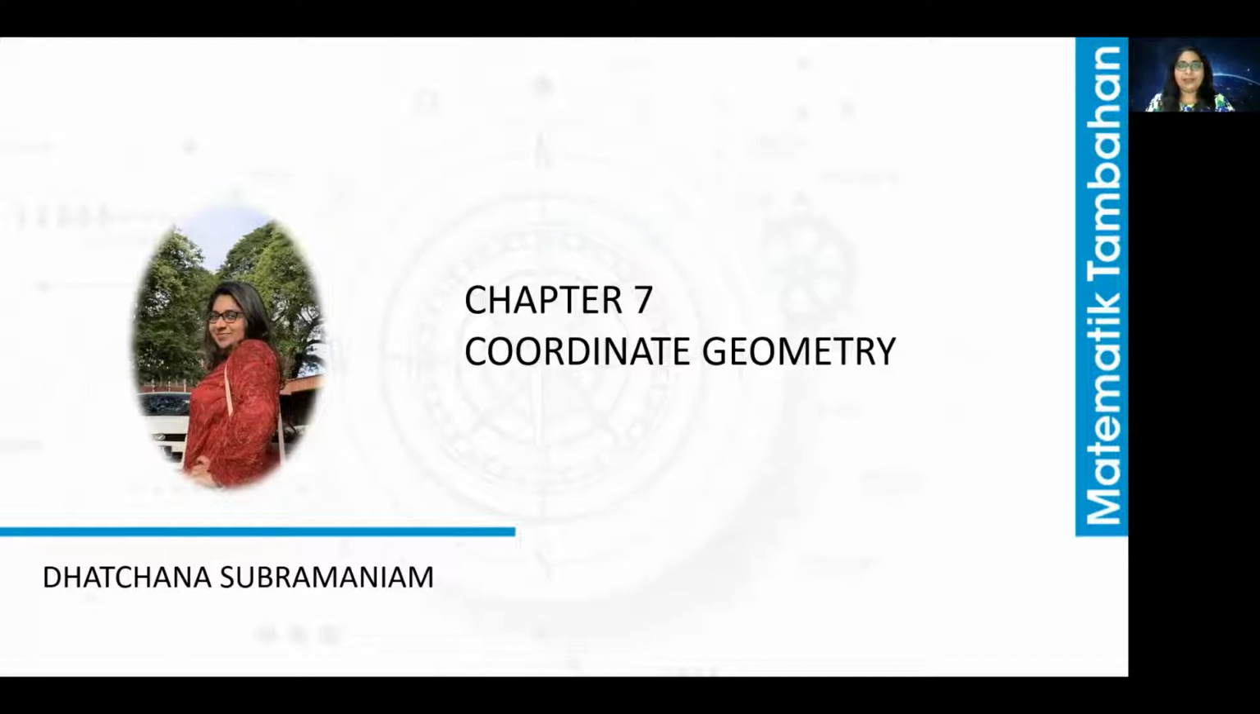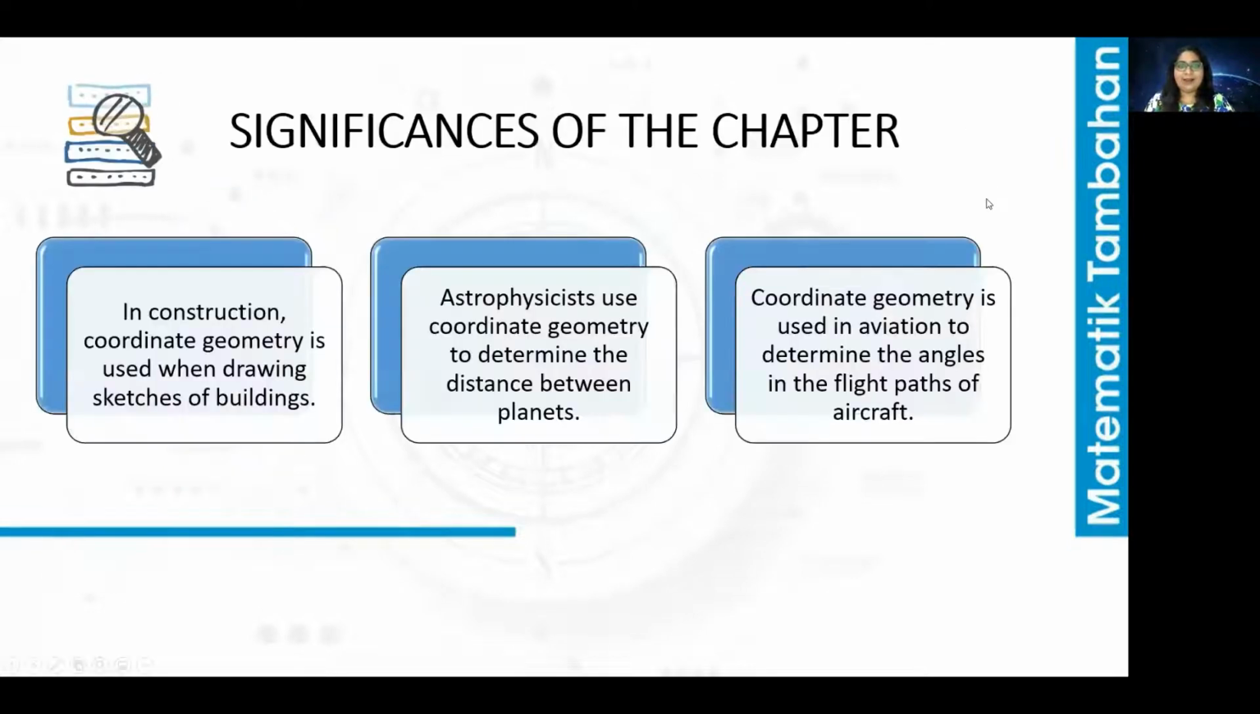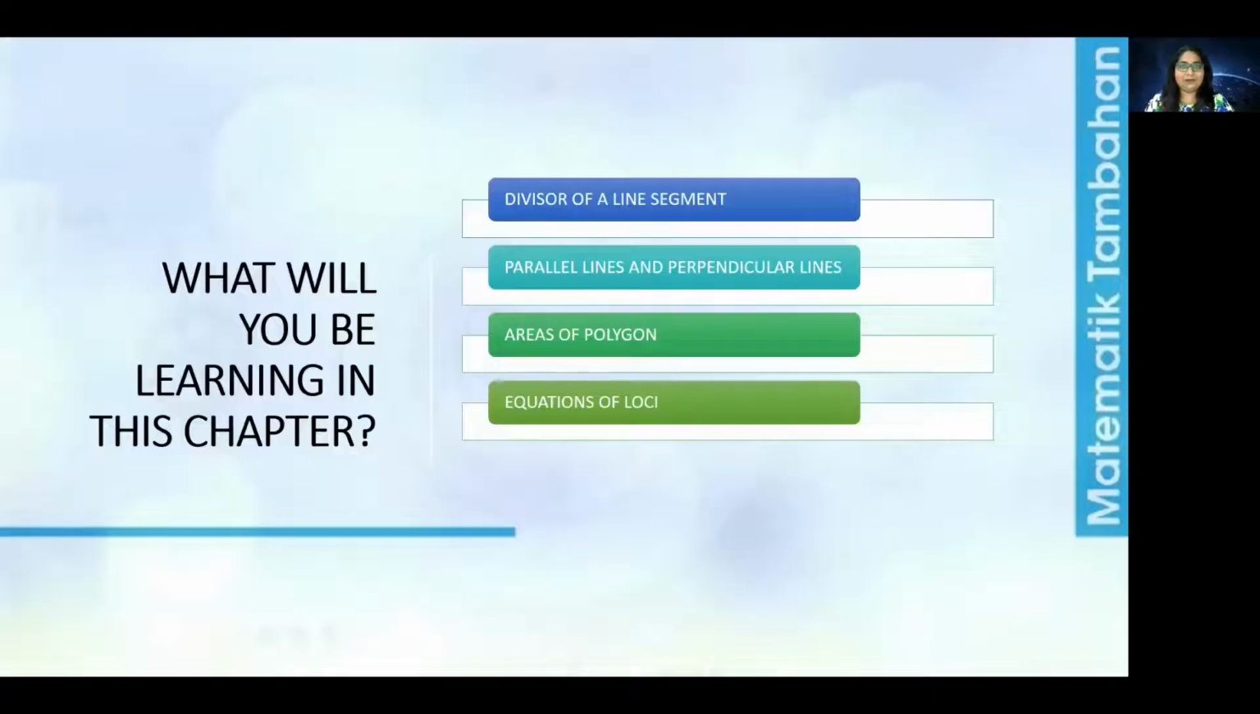Today we will be looking at Additional Mathematics Form 4 KSSM, Chapter 7, Coordinate Geometry. Let's start by looking at the significance of the chapter. Coordinate geometry is used in construction when drawing sketches of buildings. Astrophysicists use it to determine the distance between planets, and it is also used in aviation to determine the angles in the flight paths of aircraft. Hence, you can see that it is an important and significant chapter.